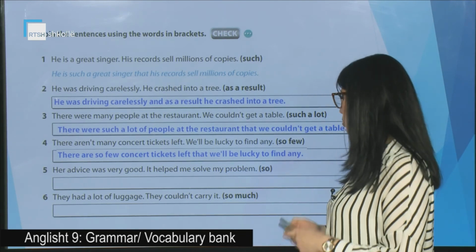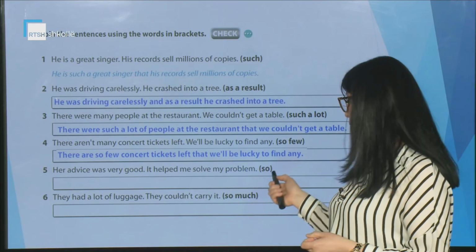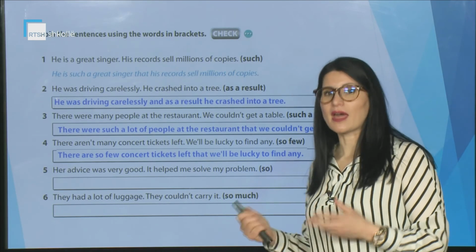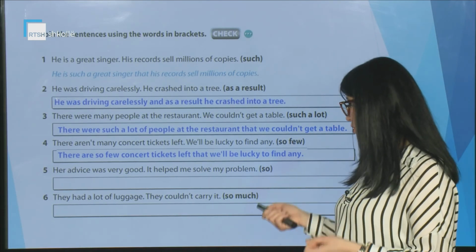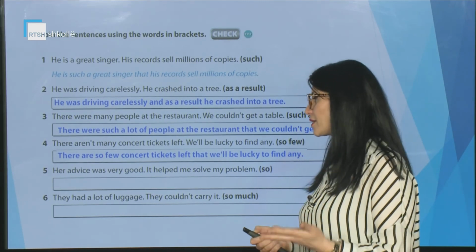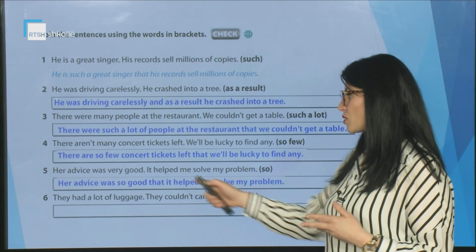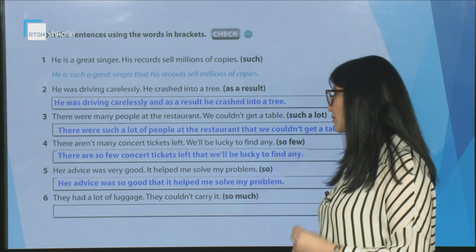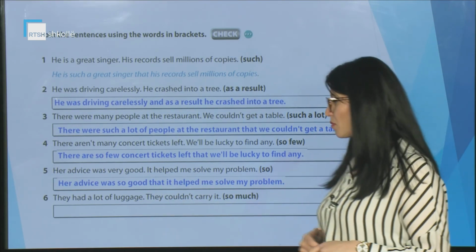Her advice was very good. It helped me solve the problem. We have the word so here, and we know that we use the word so accompanied with an adjective or an adverb. So her advice was so good that it helped me solve the problem.